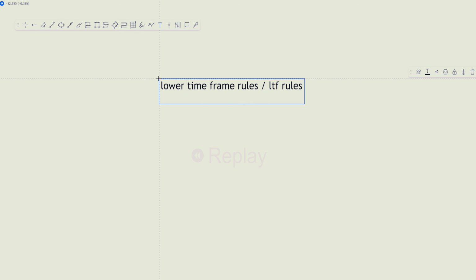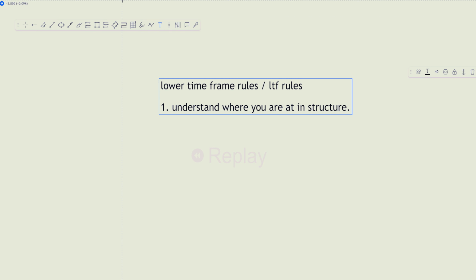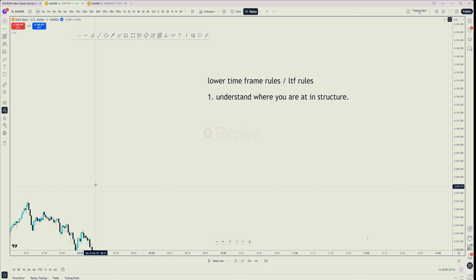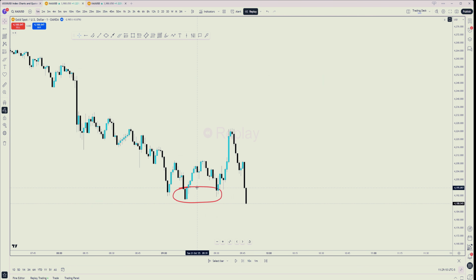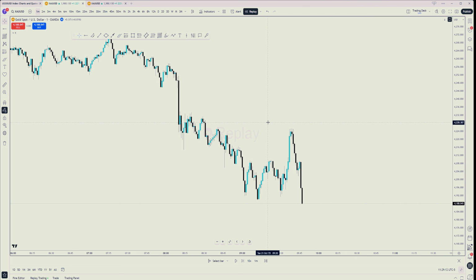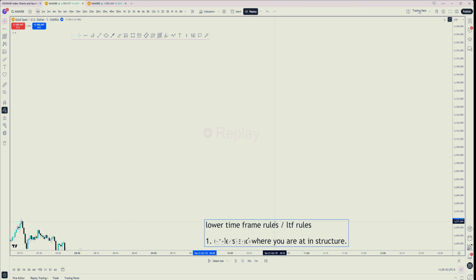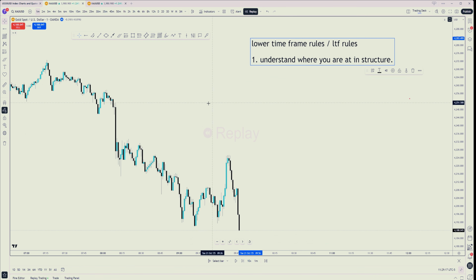In regards to it, I would say rule 1: understand where you are in structure, right? You have to have an amazing understanding of market structure. Now, looking at a chart like this, you might be thinking, okay, where is the market structure? How can I understand rule 1 if I don't know what I'm looking at?